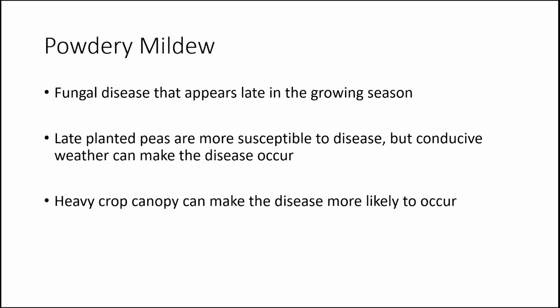According to an article from Ruth Beck a few years ago, the late planted peas are more susceptible to the disease, but conducive weather can make the disease occur on early planted or late planted. Also, a heavy crop canopy can make the disease more likely to occur because it's going to allow for water to stand on the leaves and allow for fungal infection to occur.